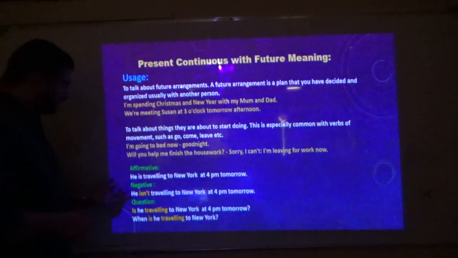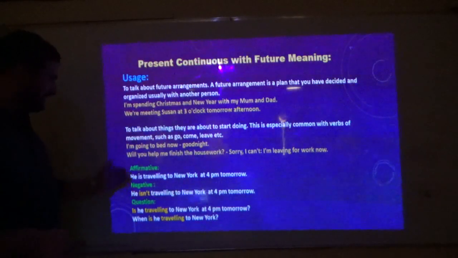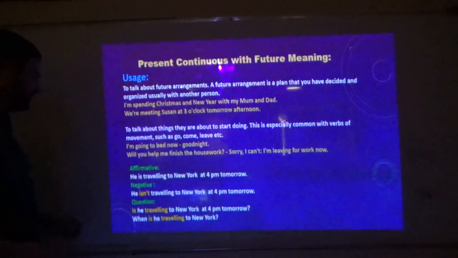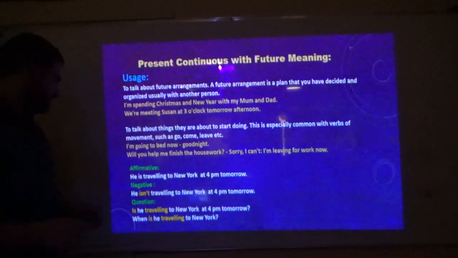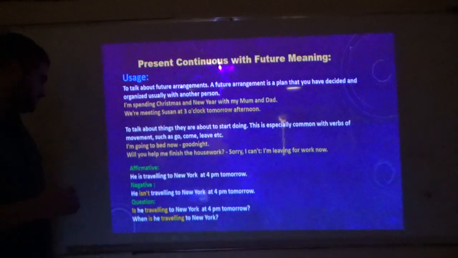The negative, we insert not after am, is, are. So subject, am, is, are, not, verb plus ing, and the rest of the sentence. He's not traveling to New York at 4 p.m. tomorrow. The question, we have two types of questions.